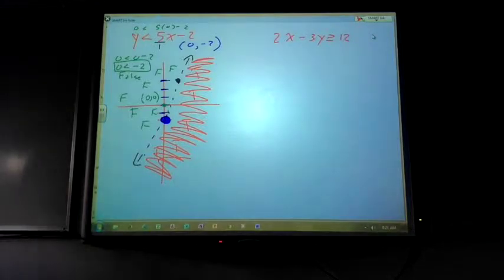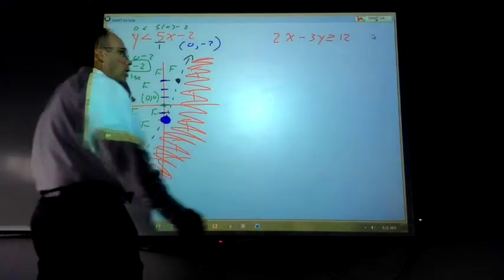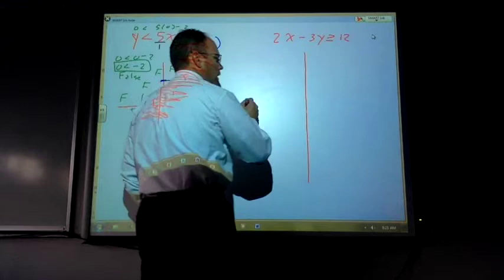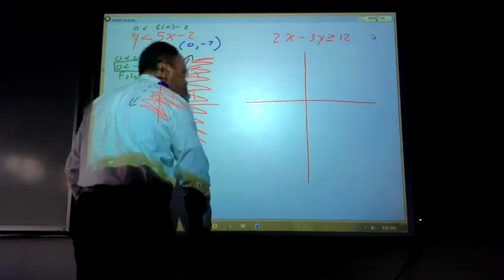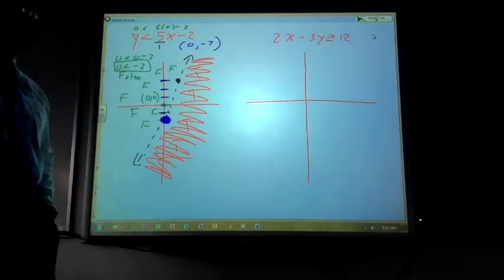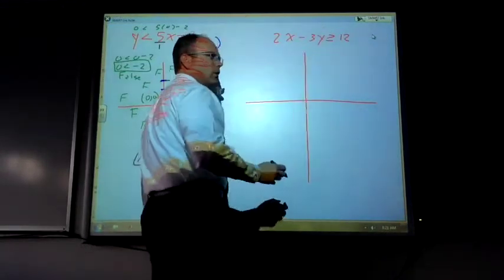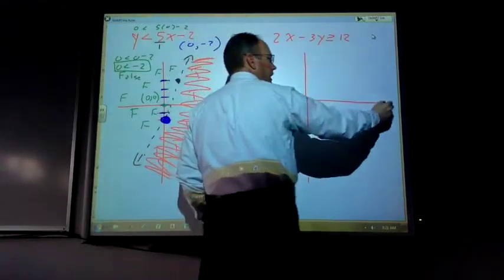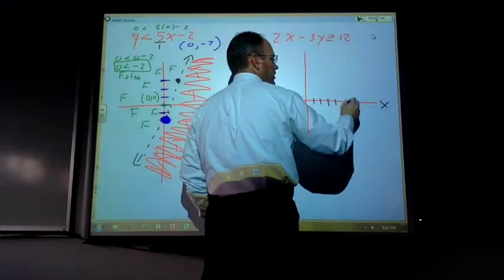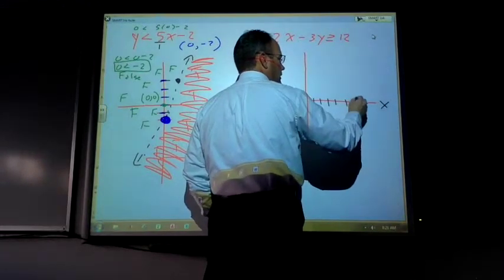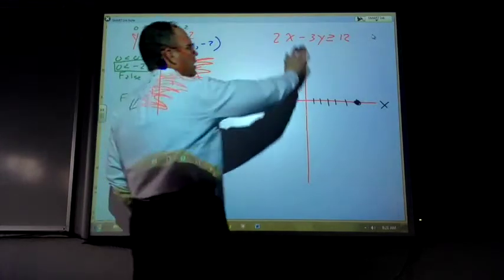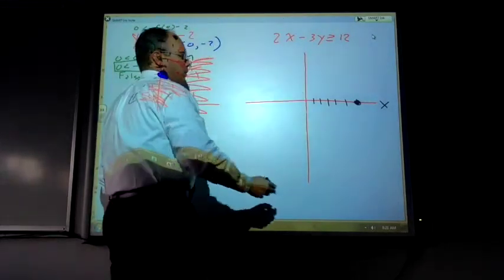The next problem is not set up in slope-intercept form. It's set up to where we could use a particular method. How would you want to go on this one? Cover method. So I get 2x equals 12, so x equals 6. And this is my x-axis, so I got 1, 2, 3, 4, 5, 6. Negative 3y equals 12, so this is my y-axis.